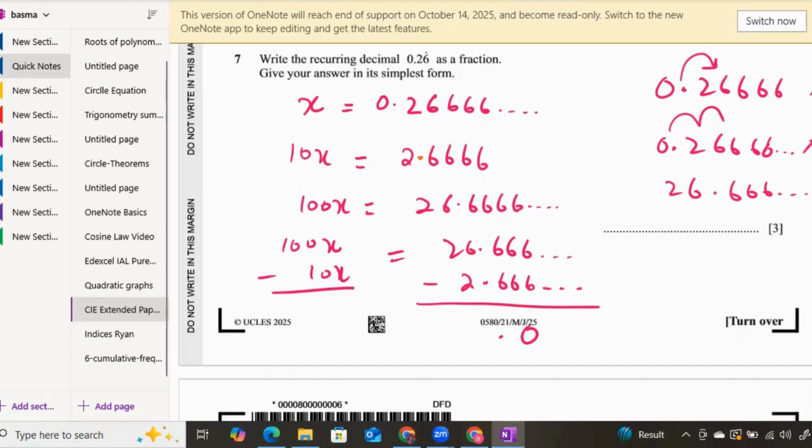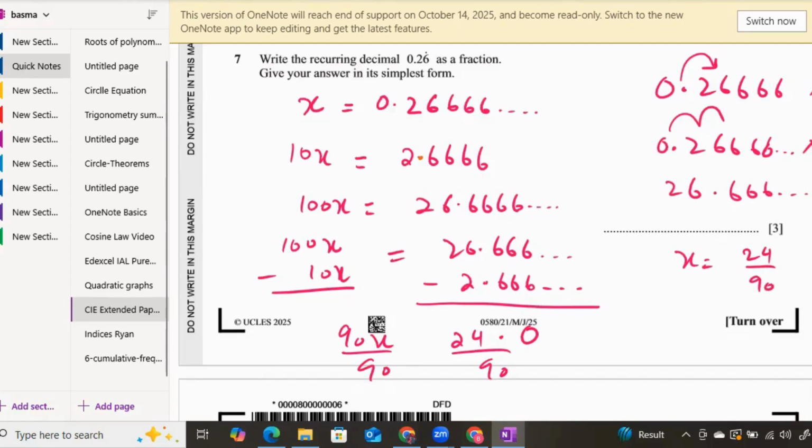You put the point downward. 26 minus 2 will be 24. So you notice, you remove the decimal part here. 100x minus 10x will be 90x. Now we want to find the x, so you divide both sides by 90. So x is basically 24 divided by 90.